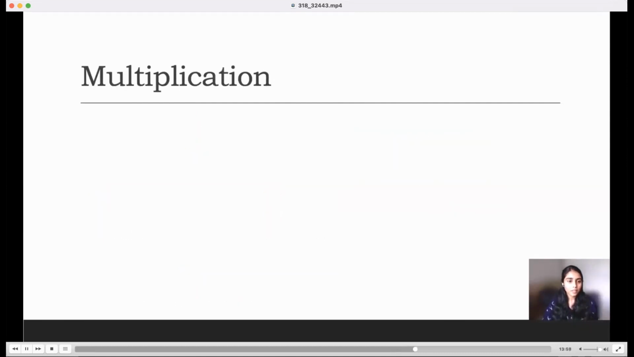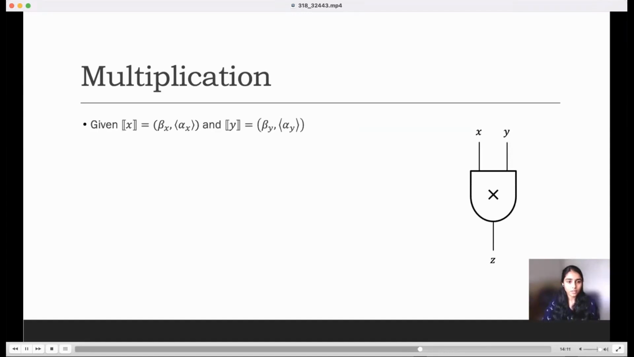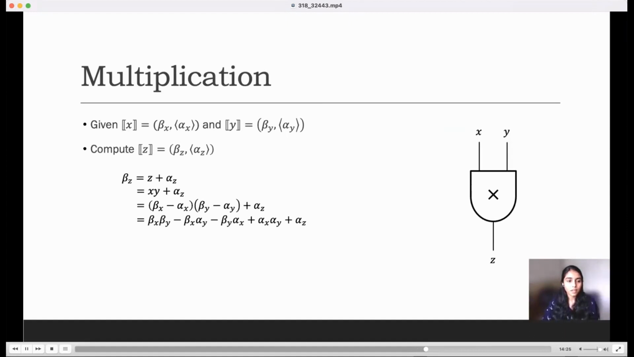As mentioned, I won't be describing the input sharing and the output reconstruction phase. Instead, I'll directly go to the multiplication protocol in our case. So consider a multiplication gate with inputs x and y and output z. Now, the goal of a multiplication protocol is the following. Given the sharing of the input wires x and y, which consists of the two components I described before, the goal is to compute the sharing of the output wire, say z.